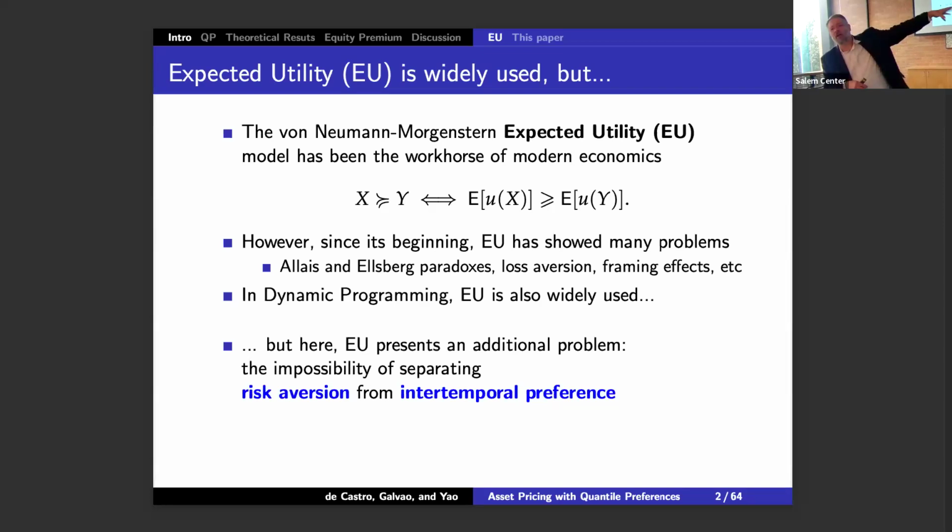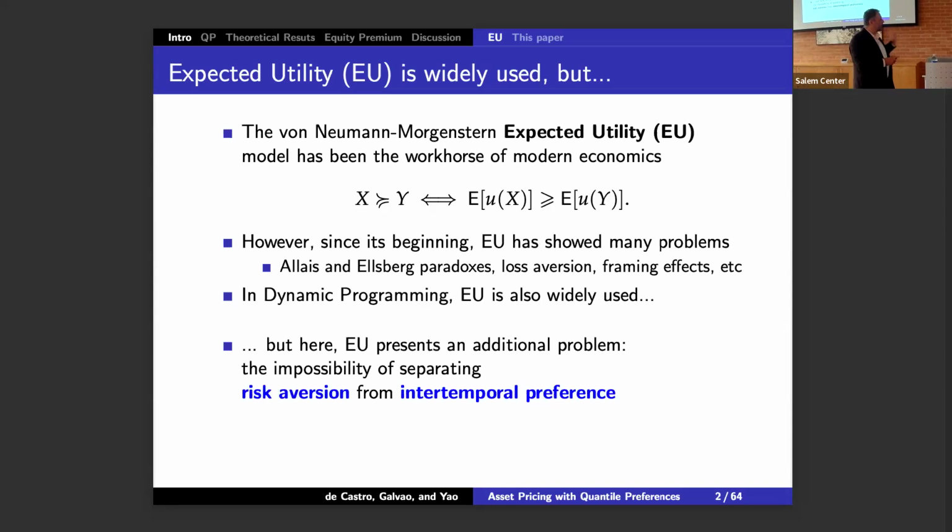When you deal with dynamic programming, a situation where you make decisions in multiple stages, for instance if you invest in asset pricing, you invest today, but then tomorrow you're going to make another decision. It's a sequence of decisions. In each period you face a new risk and have to reconsider what you do, using expected utility. The problems you face with expected utility in this dynamic framework are much less known.